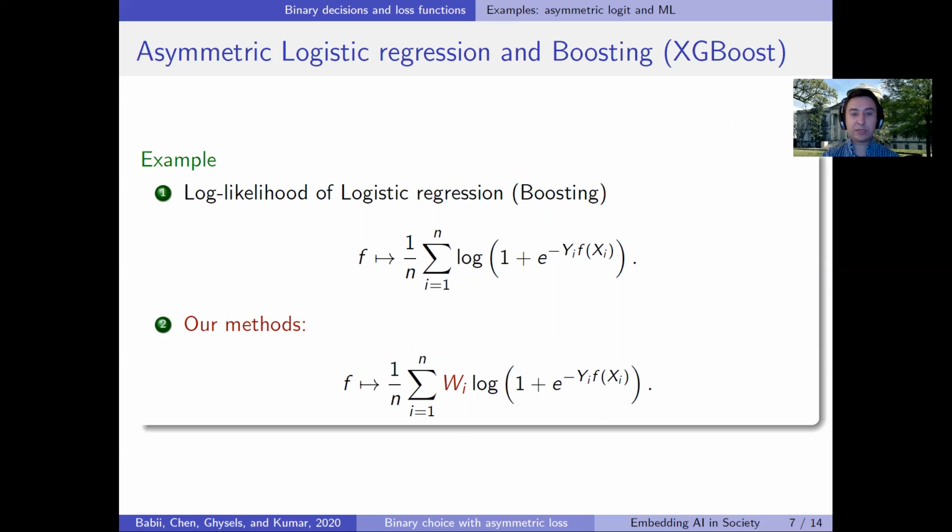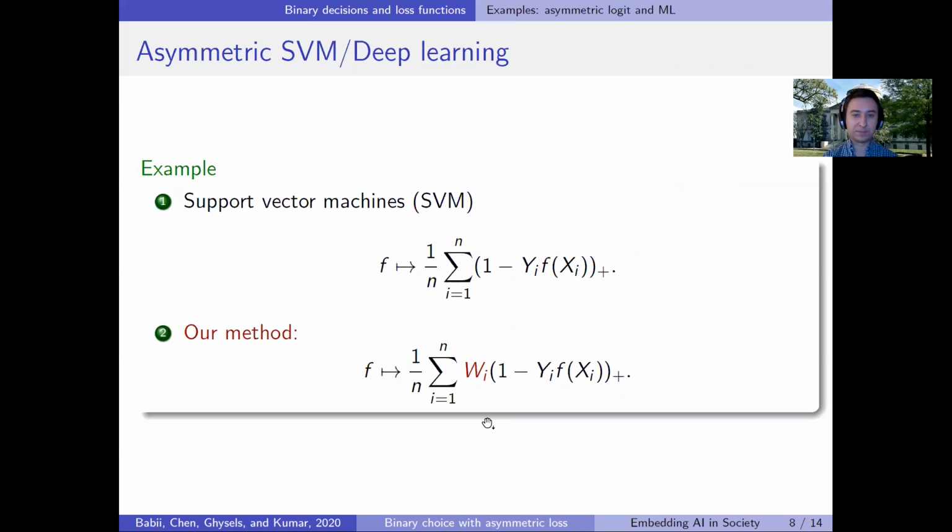So for example, when we are using logistic regression for classification, or more generally when we use boosting algorithms, we want to maximize this logistic log likelihood function over a set of linear decision rules, or more generally over some functional space. And with our approach, we would need to add some weights to this objective function. So we would need to reweight the objective function to take into account preferences or losses of the decision maker. And we would do classification based on this objective function.